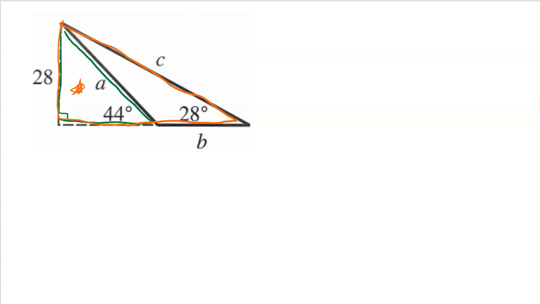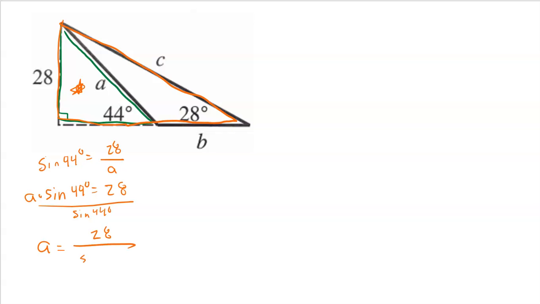So in that small triangle, I'm going to go ahead and use sine. Sine of 44 degrees equals opposite 28 divided by the hypotenuse A, and that's going to help me find side A. That's pretty easy. So multiply the A over. I get A times sine of 44 degrees equals 28. And I'm going to divide everything by the sine of 44 degrees. So I get A equals 28 divided by sine of 44 degrees. Make sure when you type this into your calculator, you are in degree mode. 28 divided by sine of 44 is 40.308.